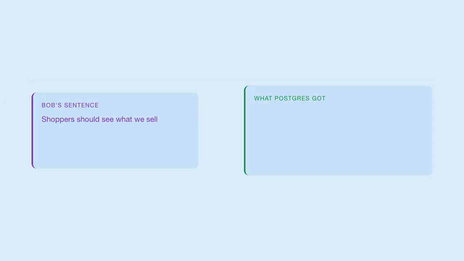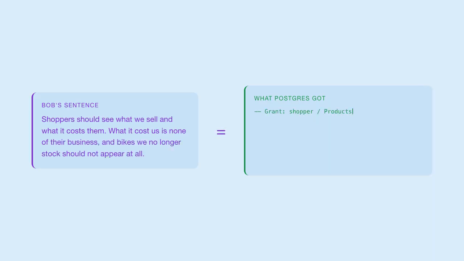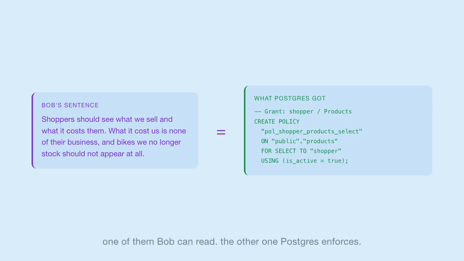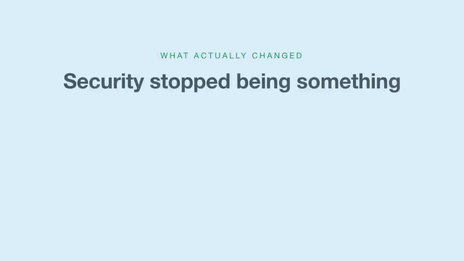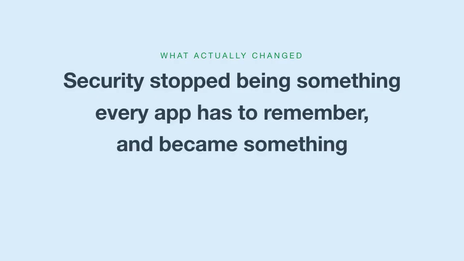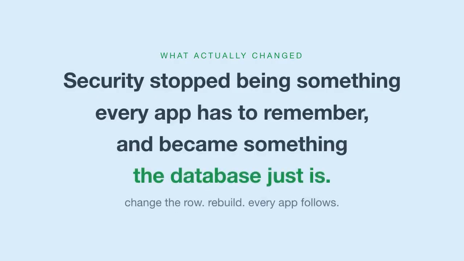Every one of these rules began as a sentence a shopkeeper can read. And every policy came out of the build. Because one is generated from the other, they can never drift apart. That is the real shift. Security stopped being something every app has to remember and became something the database just is. Change the row, rebuild, and every app follows, including the ones nobody remembers writing.